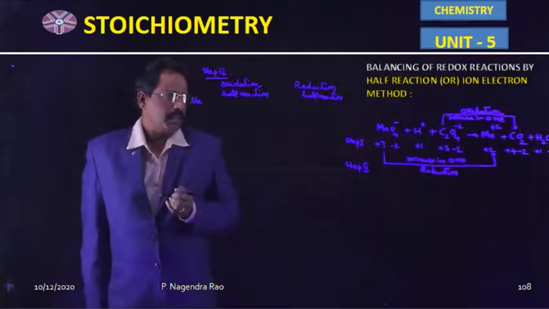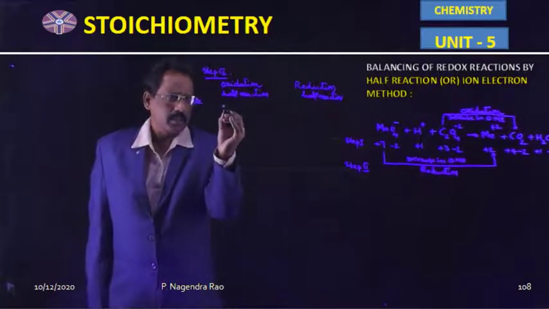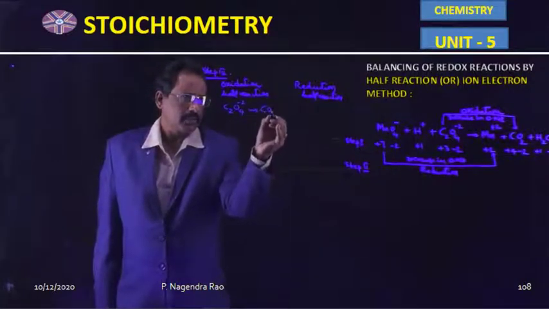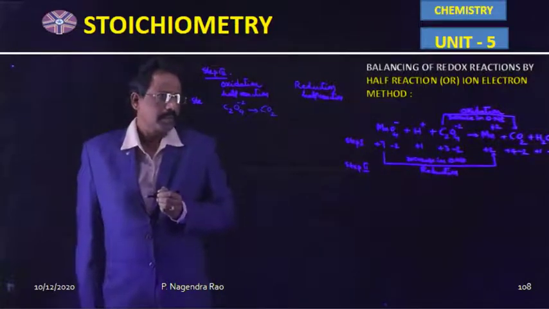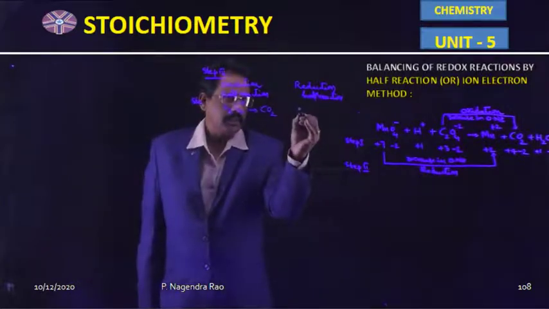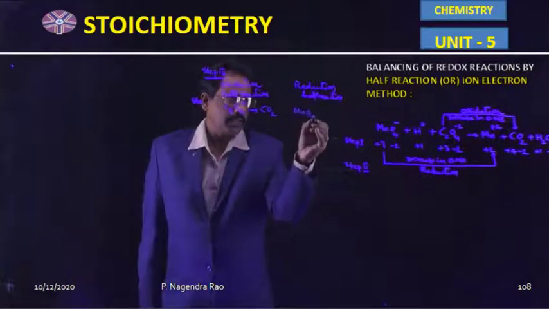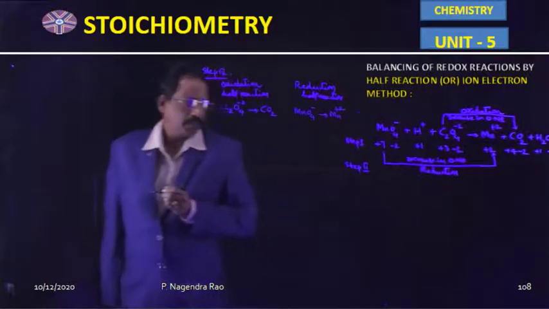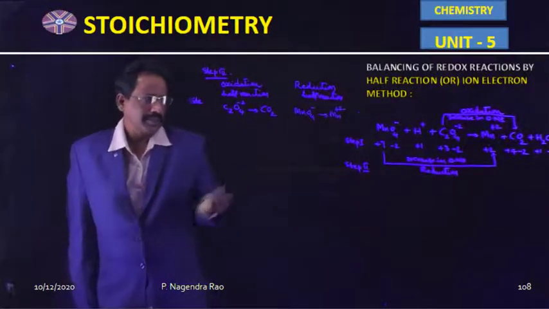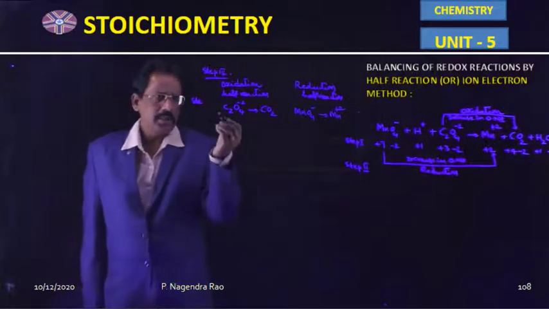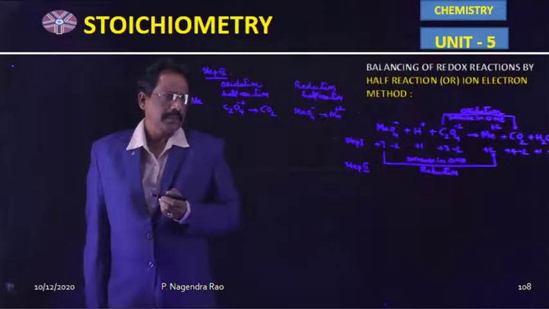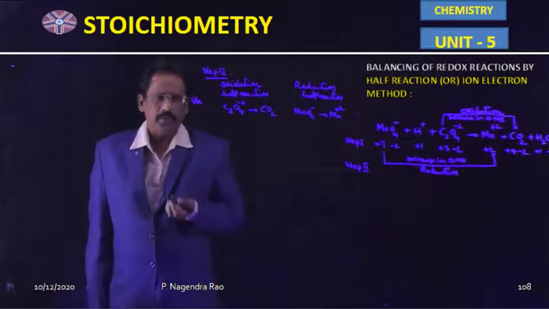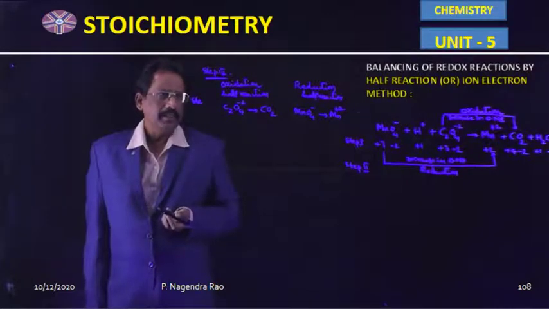In this example, the oxidation half reaction is C2O4 minus 2 is oxidized to CO2, and MnO4 minus is reduced to Mn plus 2.